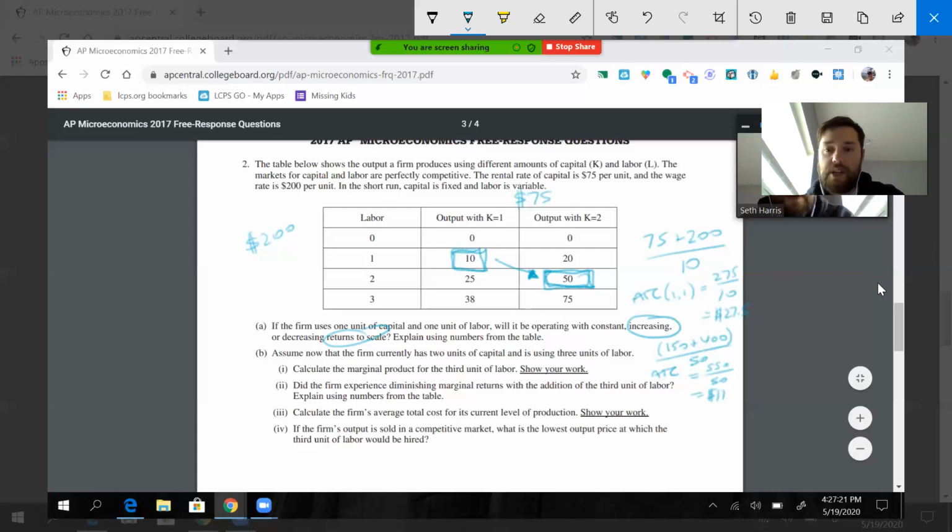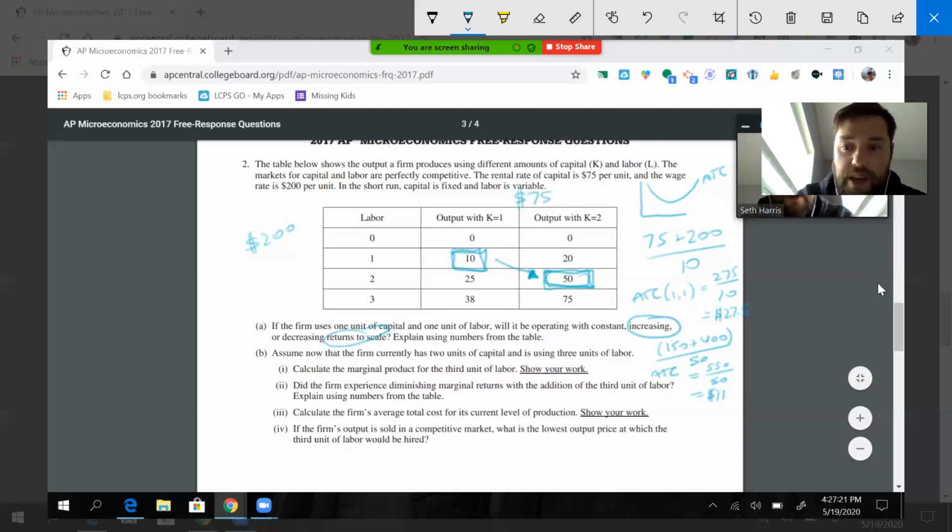So a decreasing average total cost curve means that we are experiencing increasing returns to scale. If you're going to draw an average total cost curve, the part where the curve is decreasing, that's increasing returns to scale. The part at the very bottom where it's just constant and not changing, that would be constant returns to scale. And the part of the average total cost curve where it's increasing, now all of a sudden we are experiencing decreasing returns to scale.